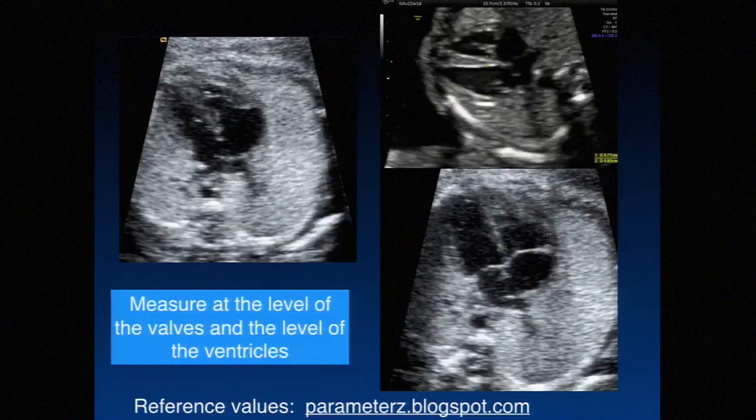And of course, we can make measurements as well, measuring at the level of the valves as well as the level of the ventricles just below the level of the AV valves. Our lab uses this website, parameterz.blogspot.com, in order to check the Z-scores when we make these measurements, but there are calc packages also in most of the machines as well.